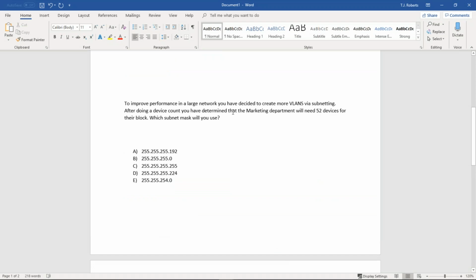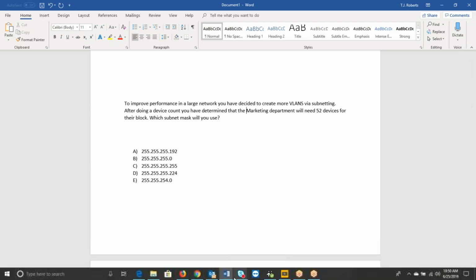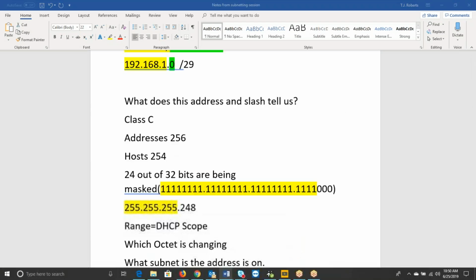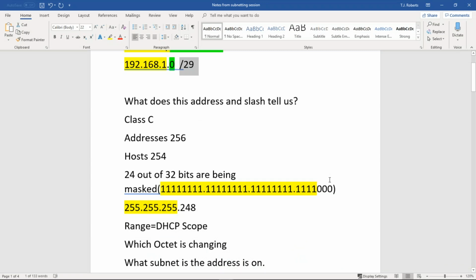All right. So basically, we're looking for 52 devices. What we can do is go 2, 4, 8, 16, 32. Is 32 enough? No. Double 32, you get 64. Exactly, Dan. We needed 52, so in that case, 32 is not going to be enough.